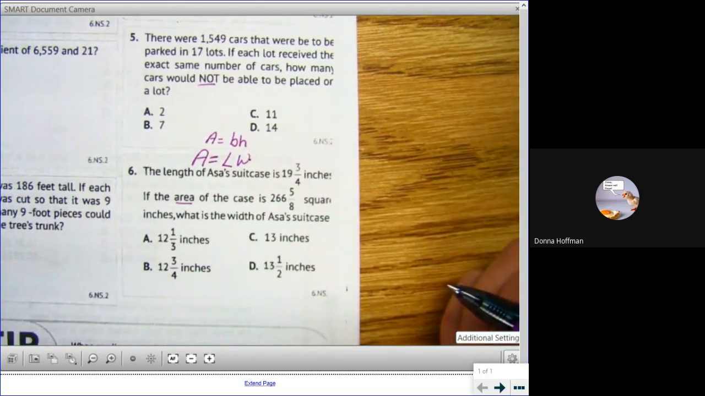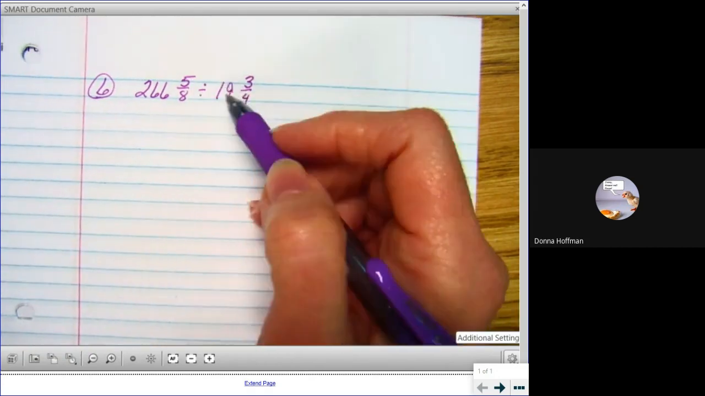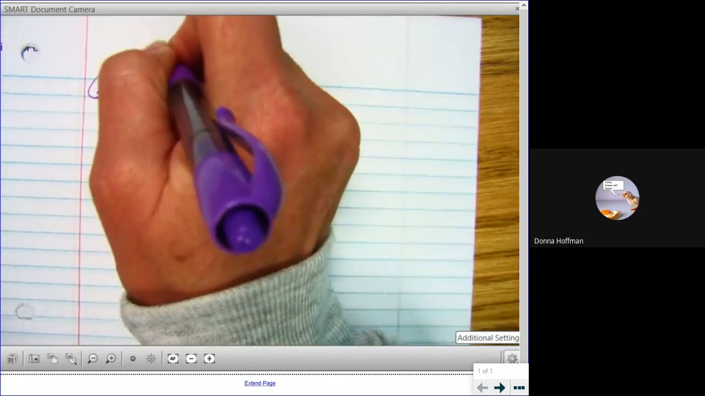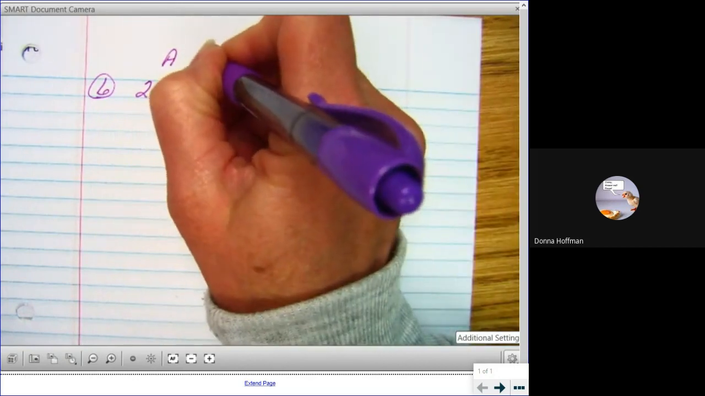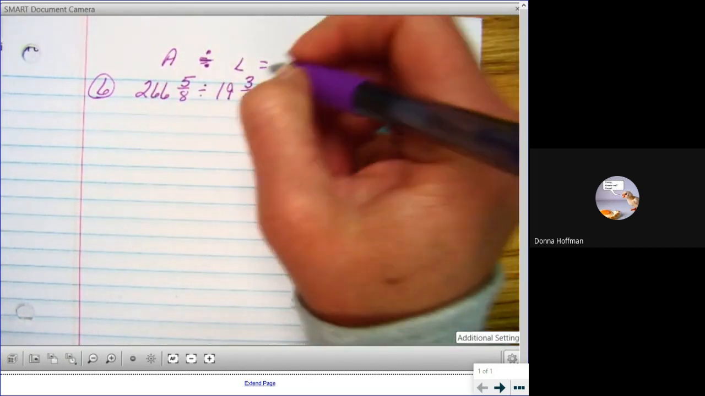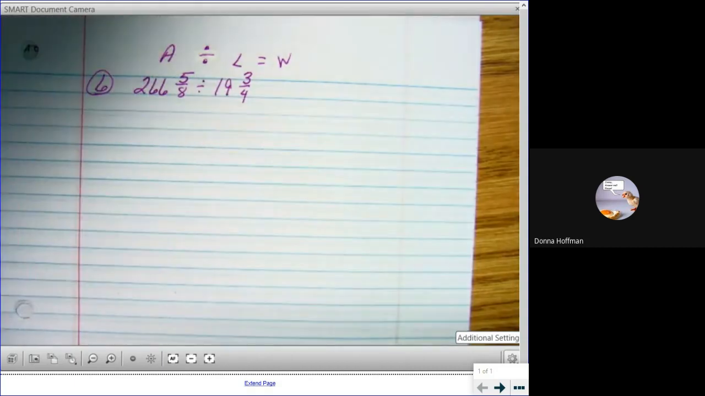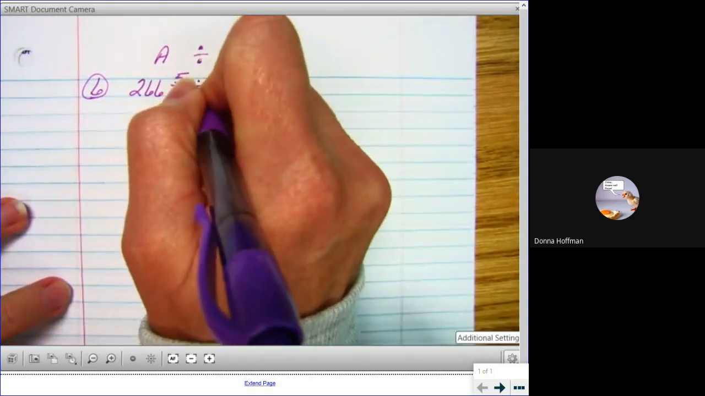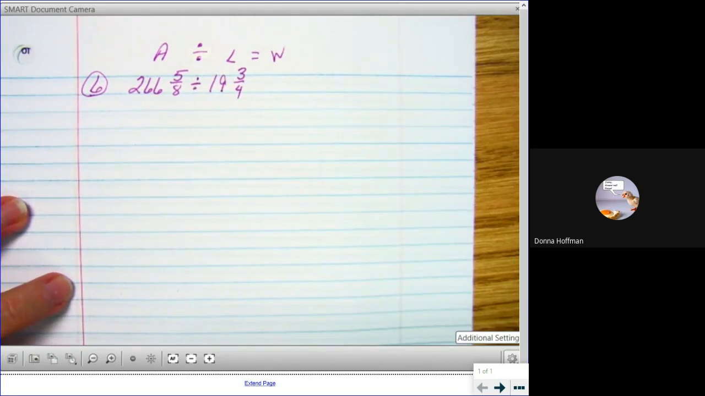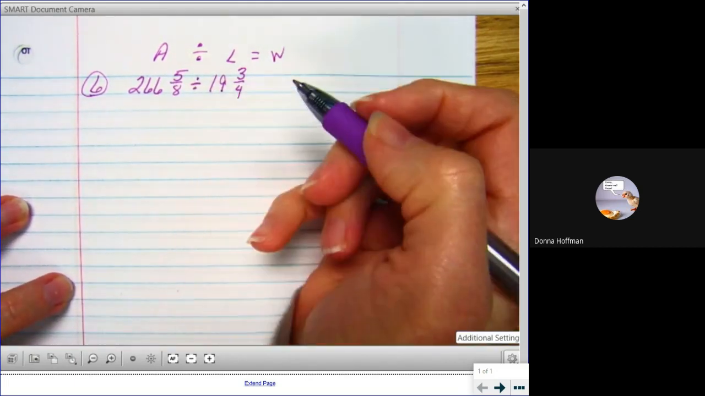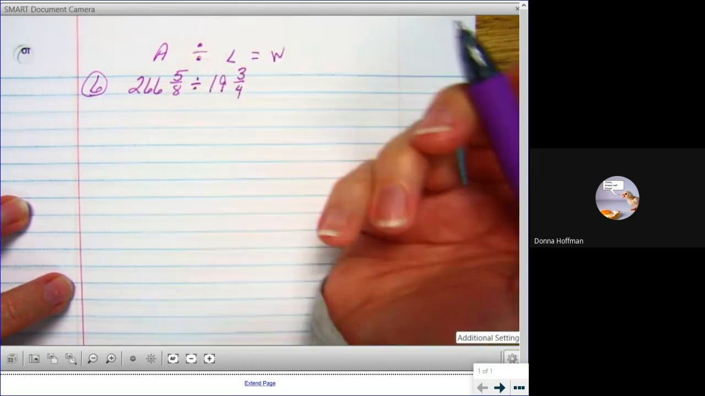You can do this one of two ways. I'm just going to do it head on. I'm going to take the 266 5/8 and divide it by the length that they have given me. Oops, that should be a division symbol. I'm sorry. That should provide me the width. That bothers me. Let me fix it. There we go. So once again, if you remember from module 4, you cannot divide a mixed number by a mixed number. You have to put it in an improper fraction.